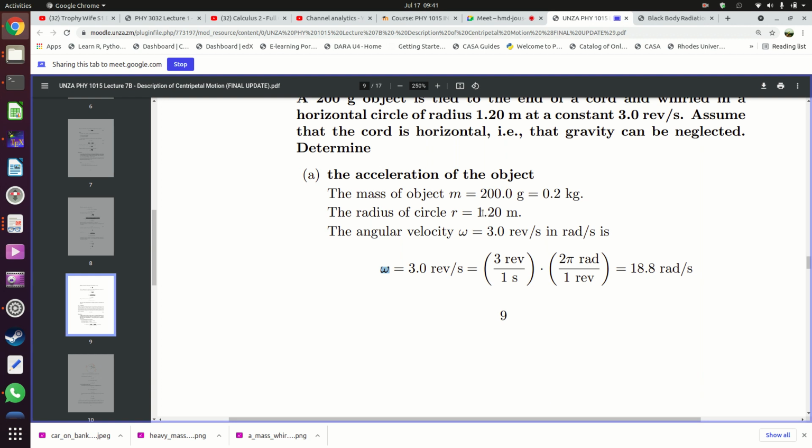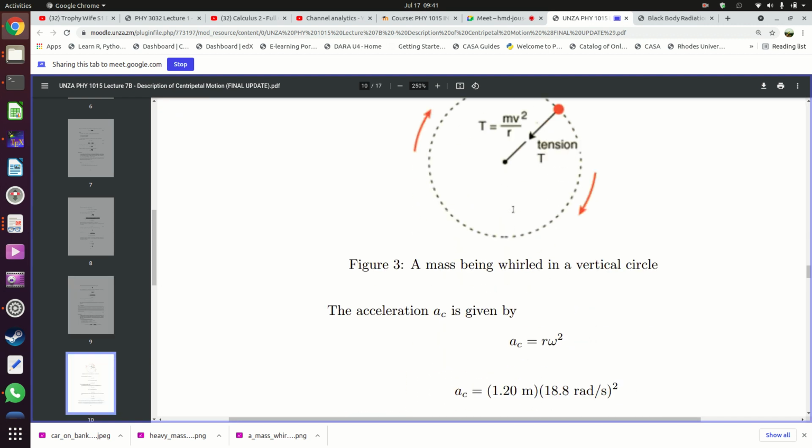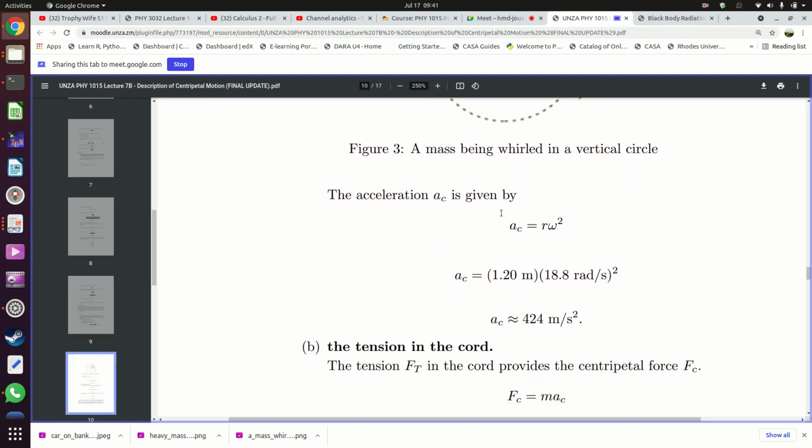And you have a radius of 1.2. With this information, you can find out what the acceleration is supposed to be. Your centripetal acceleration, a_c, is equal to the radius multiplied by the angular velocity squared. So a_c is equal to 1.2 meters multiplied by 18.8 radians per second, squared, and you end up with an acceleration a_c of 424 meters per second squared. Are we clear?